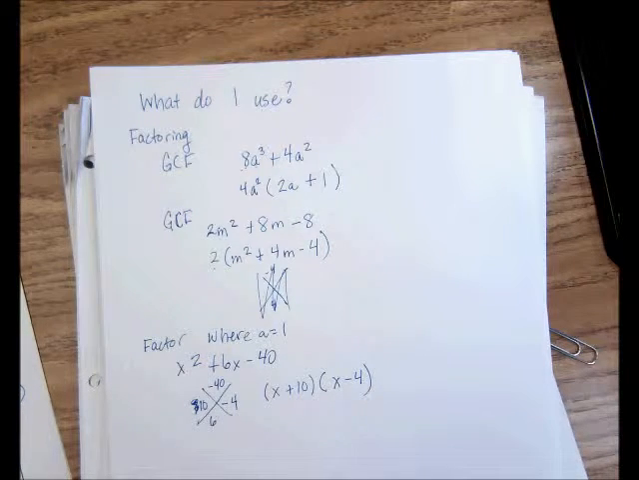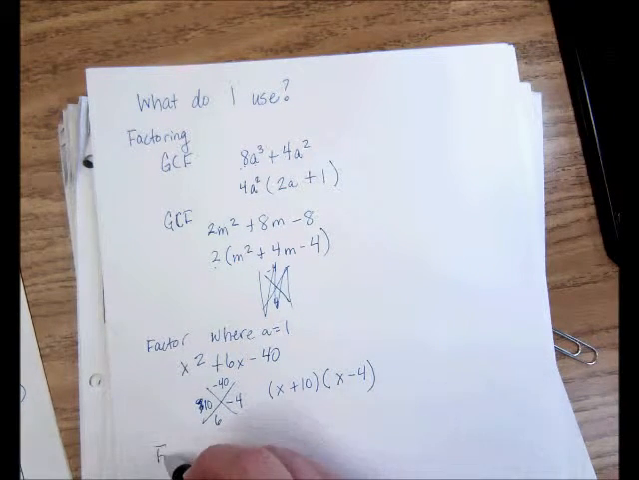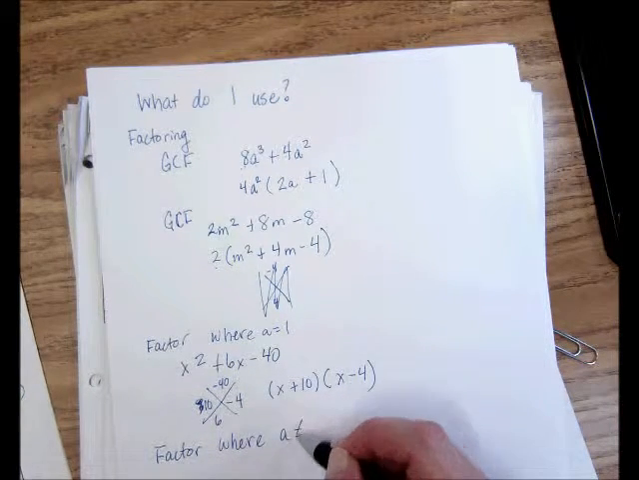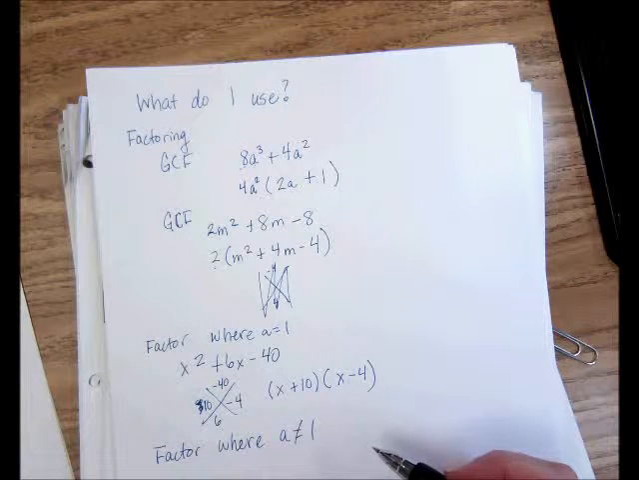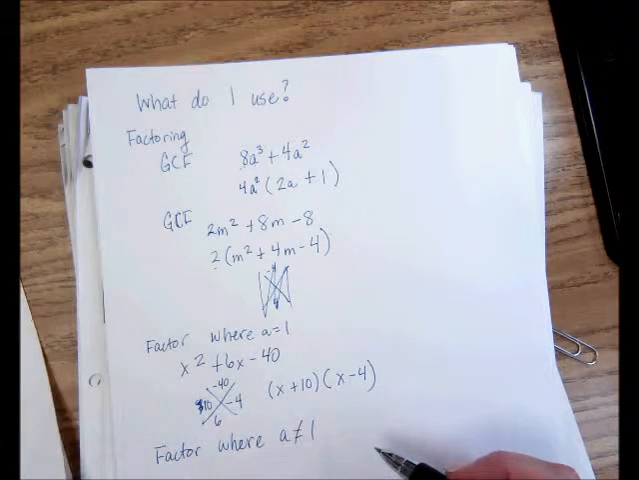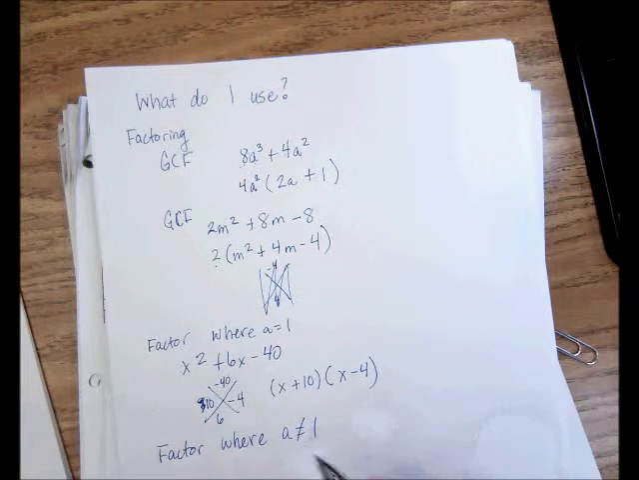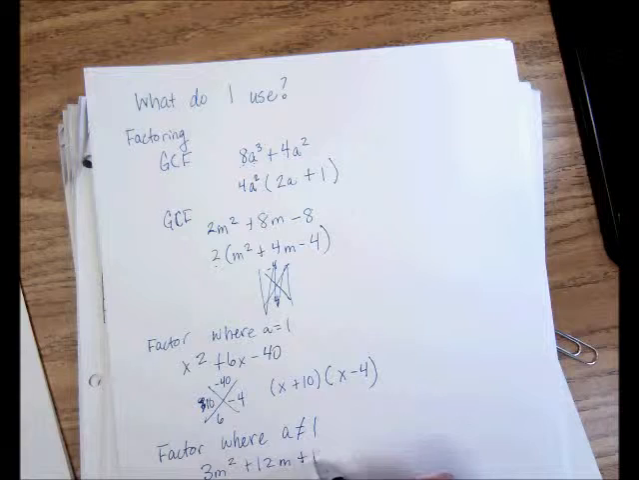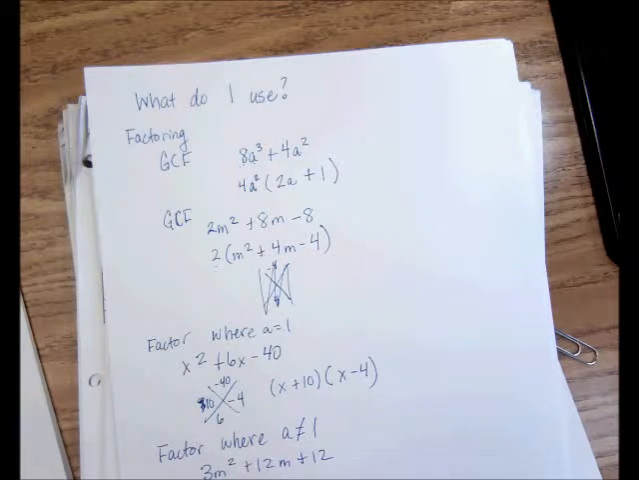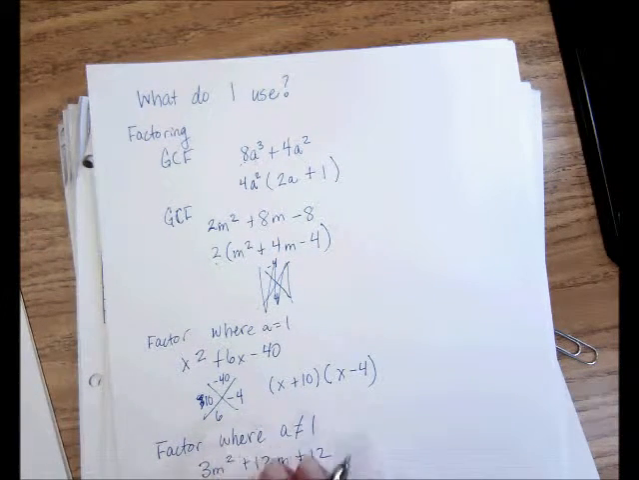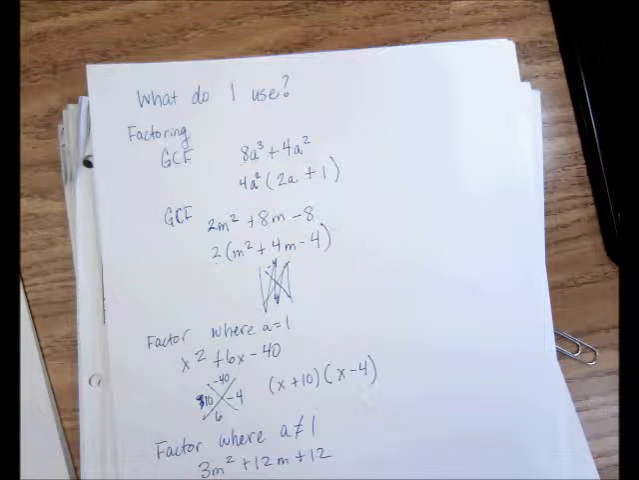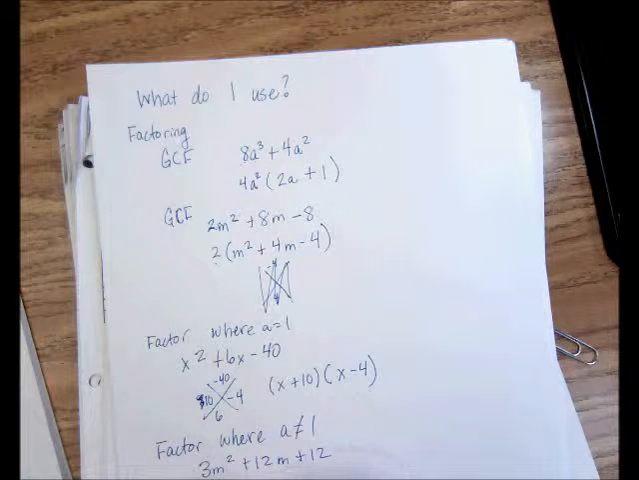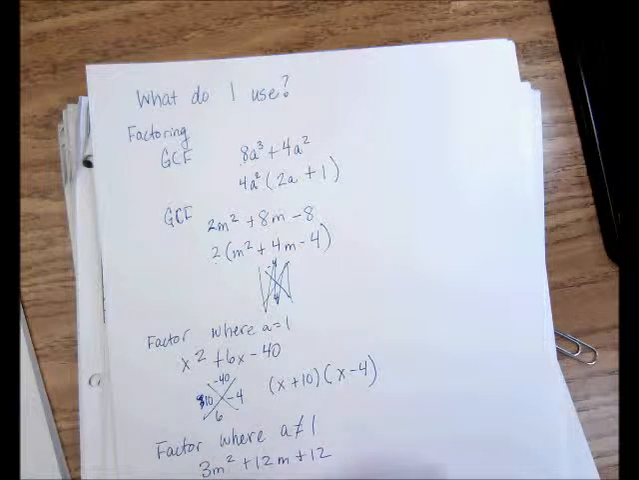Okay? So then the next type of situation is whenever I factor where a is not equal to 1. This is a certain type of situation where I'm going to give you two different scenarios. My first scenario is 3m squared plus 12m plus 12. Obviously, a is not equal to 1, but I can factor out a 3, and it makes a equal to 1.